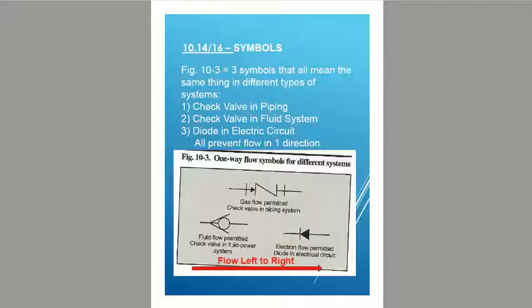So figure 1 up above is a check valve in piping. Figure 2 to the left is a check valve in a fluid system. And figure 3 to the right is a diode in an electric circuit. In any case, they all prevent flow in one direction. In this particular case, flow can only happen from left to right.